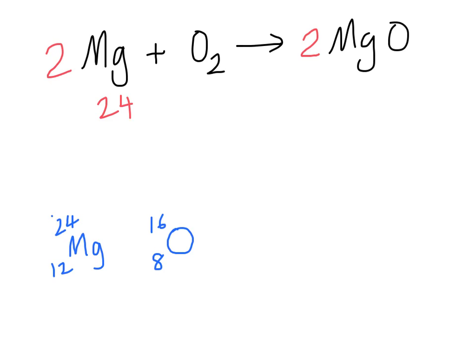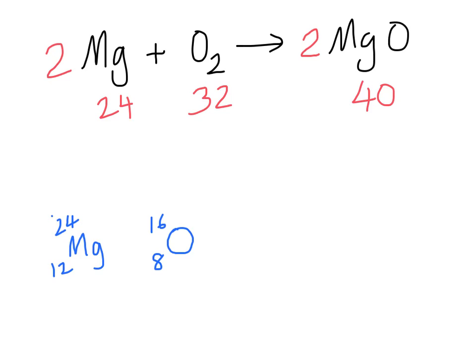You will need to know the mass of oxygen in a similar way, which is 16. Now 16 multiplied by 2, the molecular mass of this oxygen here, is 32. So I will write 32 here. And if you look at magnesium oxide, the formula mass of magnesium oxide is 24 plus 16. That gives you 40. So I'm going to write 40 here.